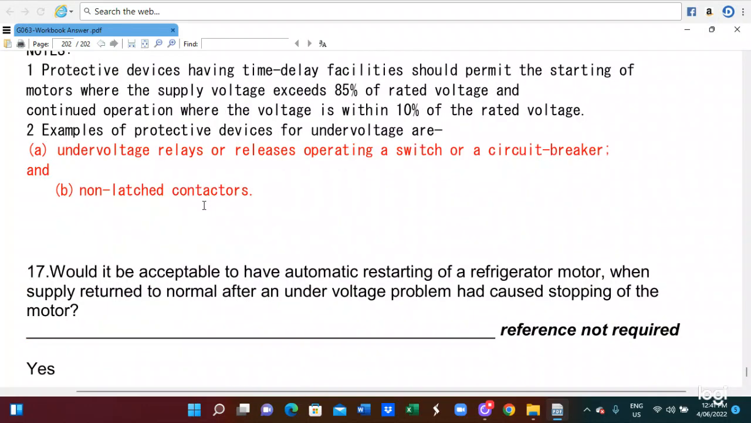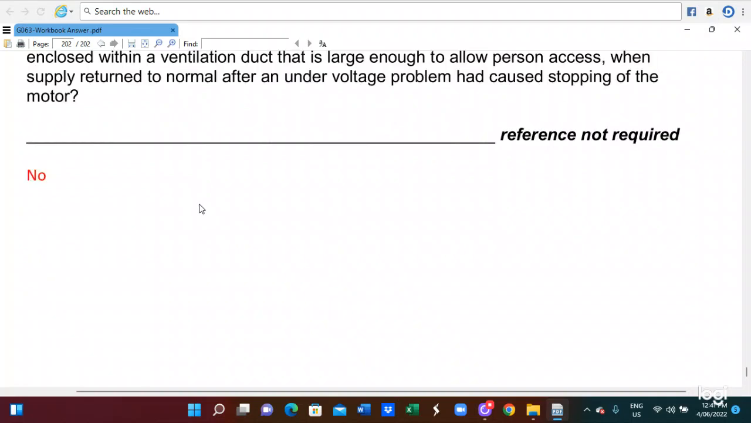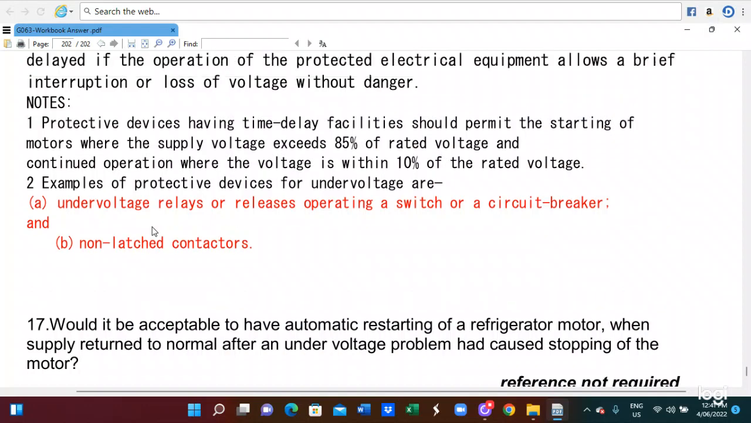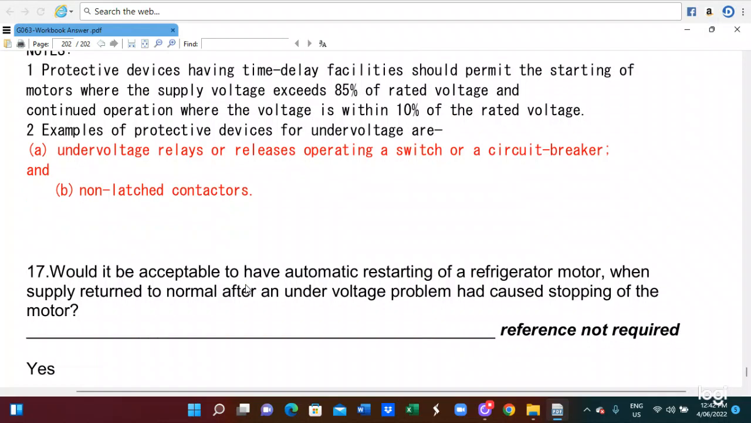Also, those are the questions and answers regarding the protection. So the next one, the protective devices for undervoltage are the undervoltage relay, release operating switch or the circuit breaker and non-latch contactors.